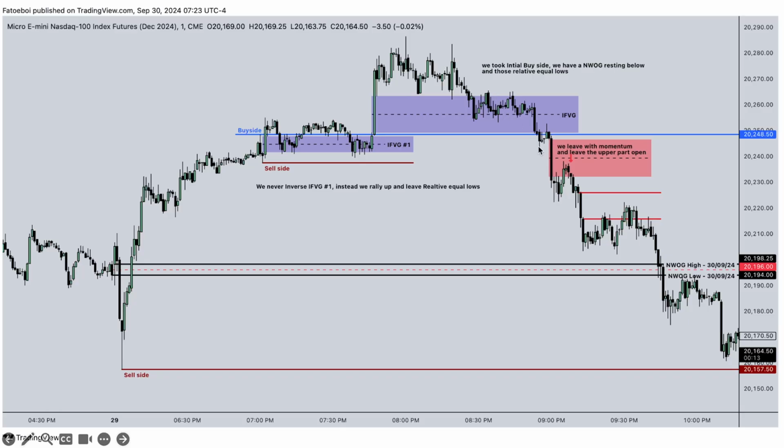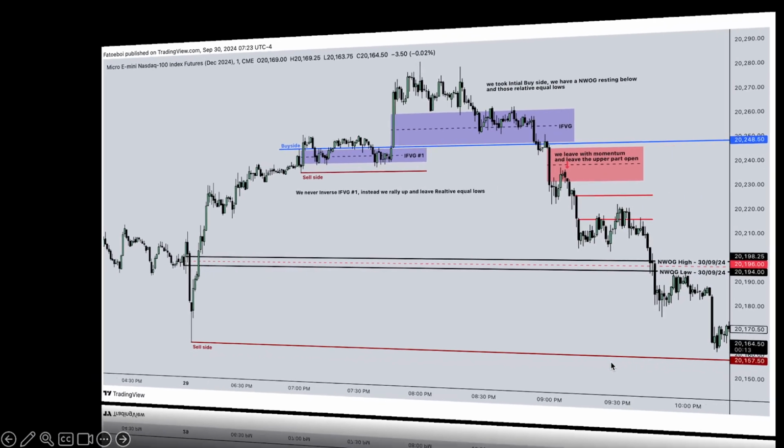We finally inverse that. After that, we close below this initial buy side. We do that with speed. We draw back into that. We leave this portion open, and then we draw to a new week opening gap and take out sell side.